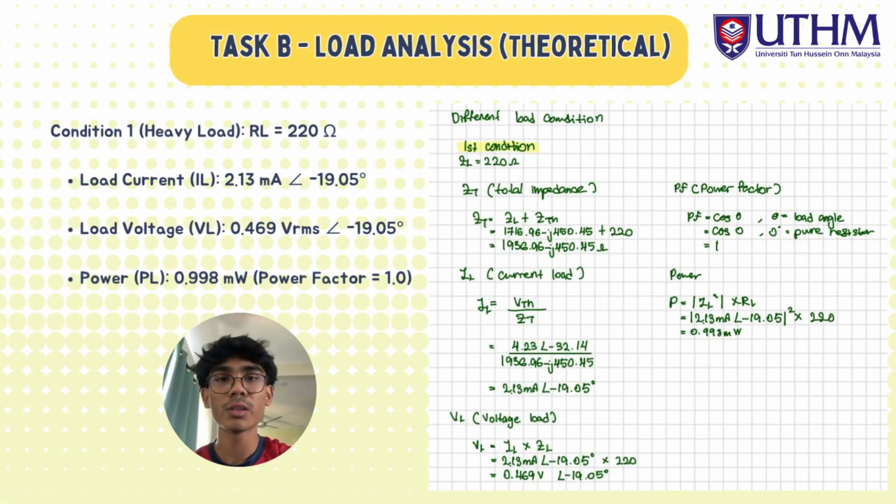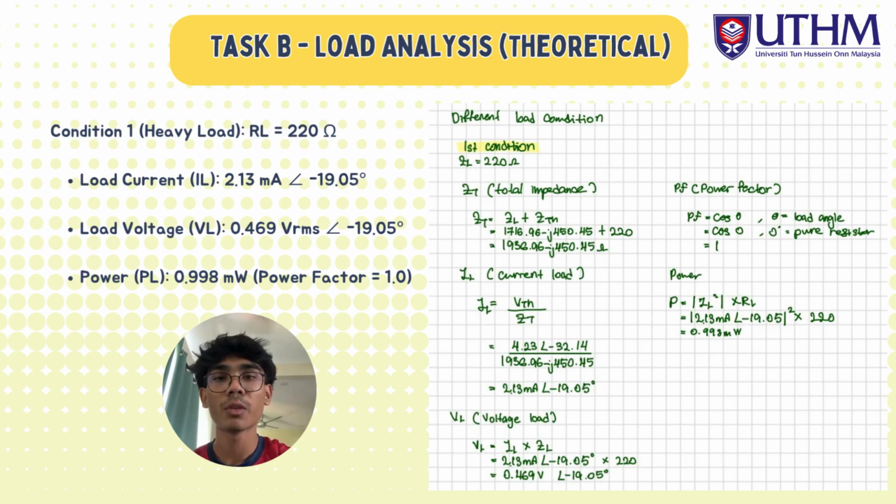The first load condition uses a load resistance of 220 ohms. Since the load resistance is relatively low, it behaves as a heavy load and draws a larger amount of current from the source. The calculated load current is 2.13 milliamperes, while the load voltage is only 0.469 volts RMS. The active power delivered to the load is 0.998 milliwatts with a power factor of 1.0.